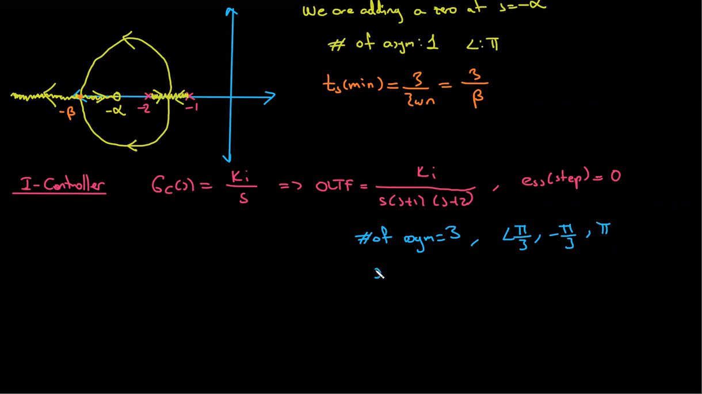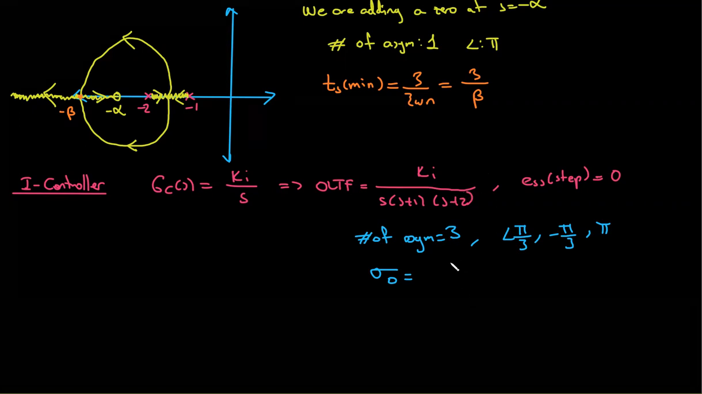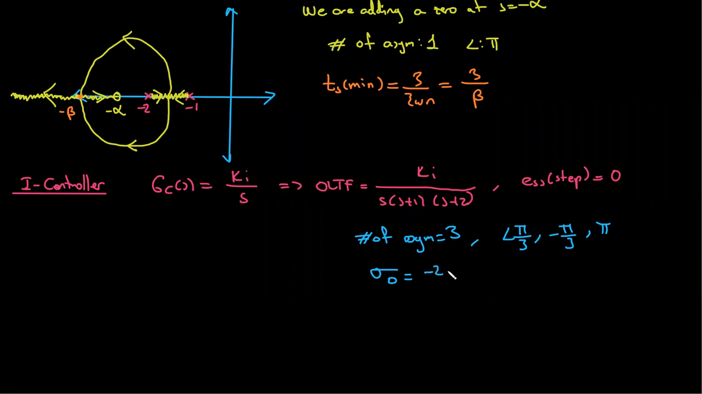And where is the intersection of the asymptotes? So it's going to be the summation of poles minus summation of zeros divided by n minus m, which is 3 minus 0. And what is the summation of poles? It will be equal to minus 2 plus minus 1 plus minus 0. And what is the summation of zeros? There are no zeros, so it is equal to 0. And divided by n minus m, which is equal to 3. So it will be equal to minus 1 over here. Okay. So, and if I sketch the root locus, it will be something like this, right?